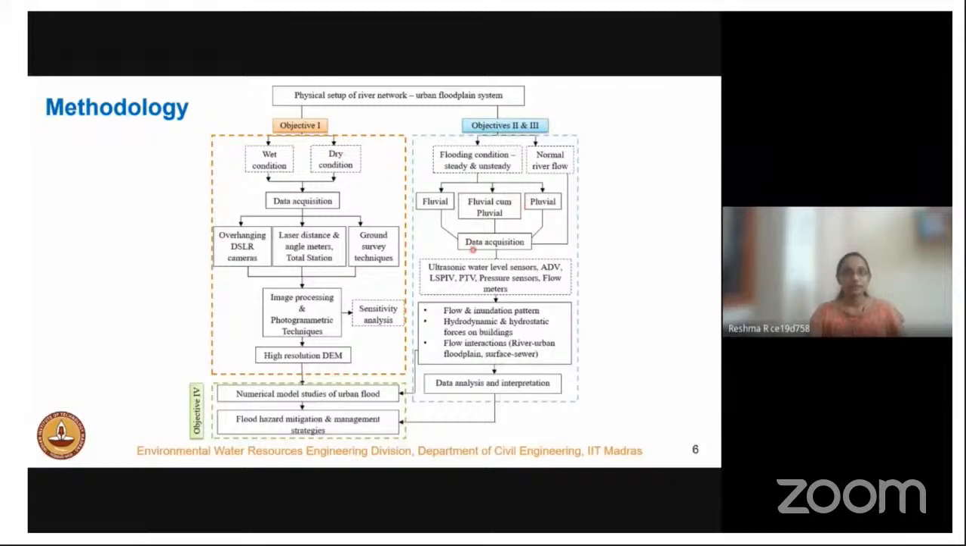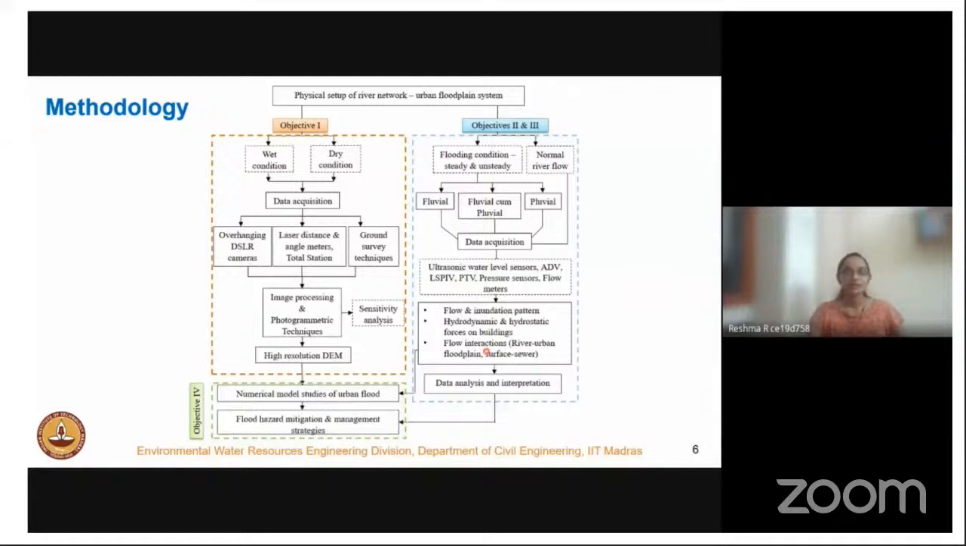The data will be collected using ultrasonic water level sensors, acoustic Doppler velocimeters, large-scale particle image velocimetries, particle tracking velocimetries, pressure sensors, and flow meters. Flow velocity, flow depth, inundation extent, hydrodynamic and hydrostatic force on buildings, and the flow interactions will be assessed for both steady and unsteady flow conditions.